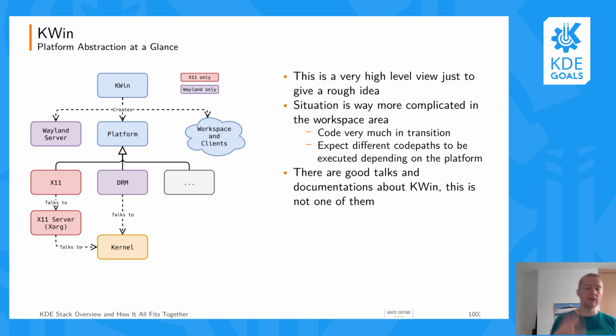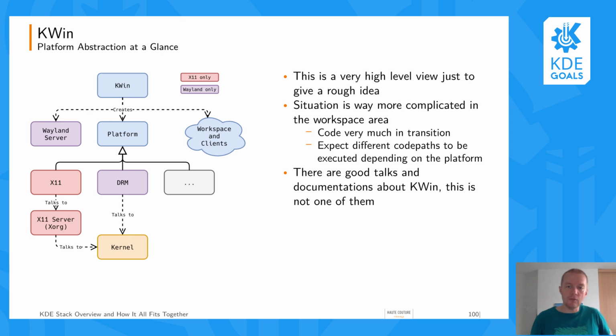It's not a good talk about KWin, okay? It's just to give you a good idea about that. There's very good documentation about it. But one way to see it is that KWin will create a platform object, and will create workspace and client objects. Clients are basically the different windows which are on the workspace, and workspace is all the virtual desktops that you get, okay?